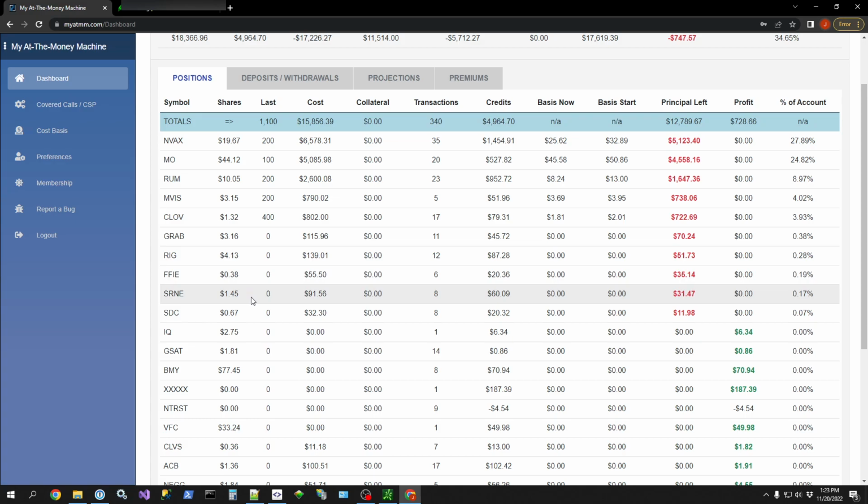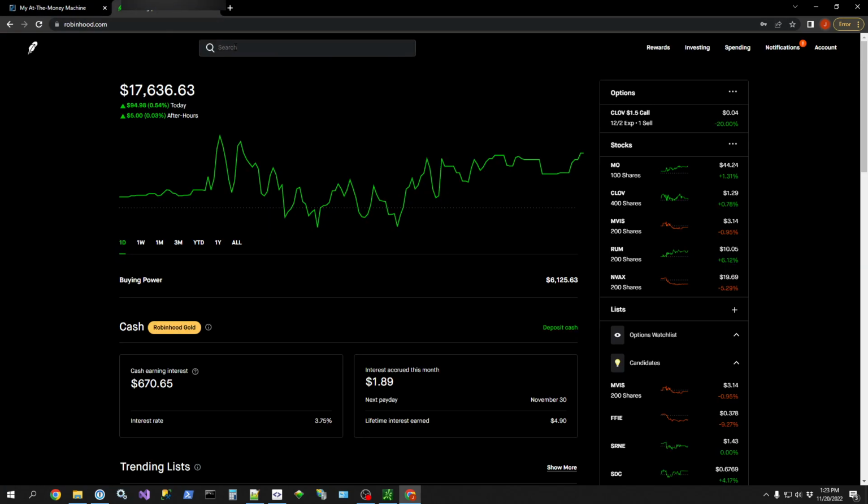But SRNE has some play in it, and I'm not too negative on it, so I might be able to play something here. We'll see how much the options are trading for. So let's go look at SRNE.